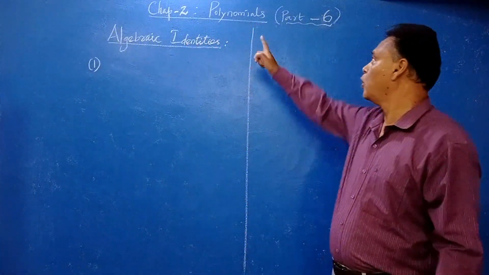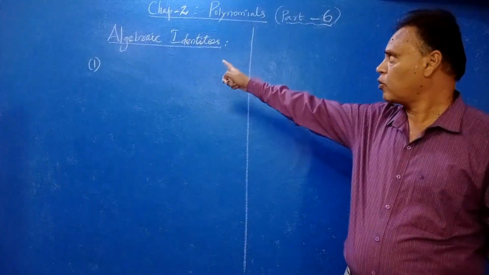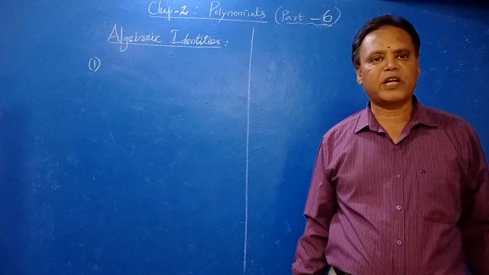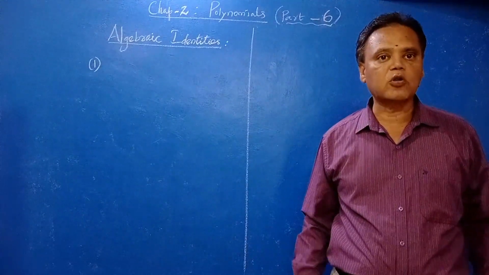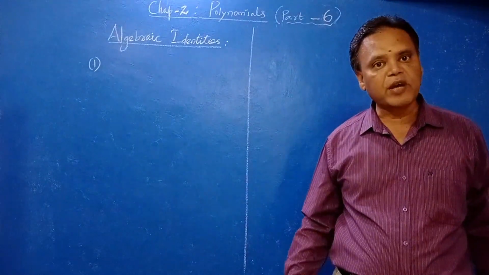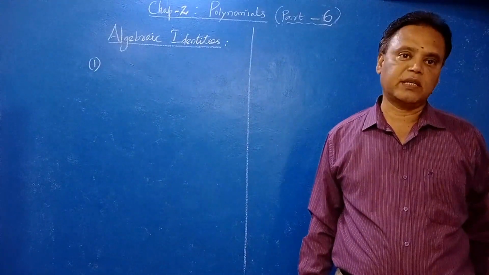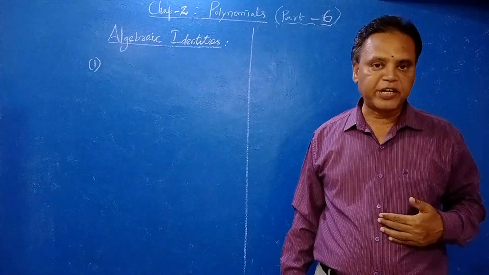Chapter 2 Polynomials Part 6. We are going to see algebraic identities. In 8th class, we might have studied (a + b) whole squared, (a - b) whole squared, (a + b)(a - b), then (x + a)(x + b). So these identities you already studied.